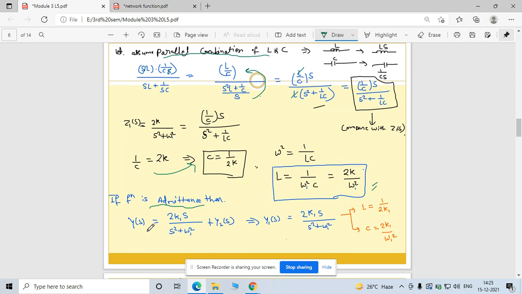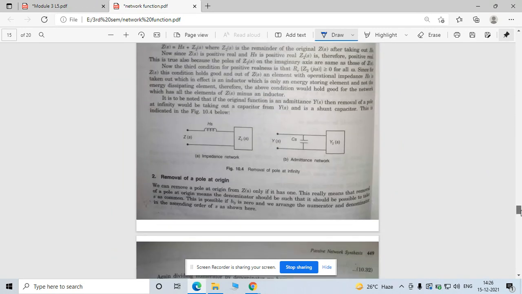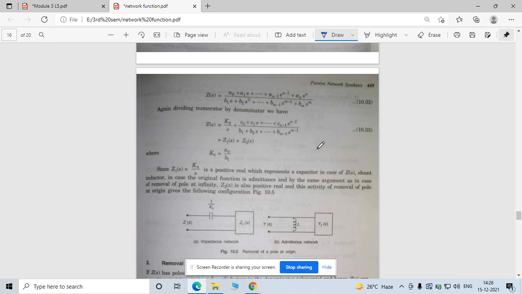If the function is in admittance format, then Y of s is the same function, but here this factor represents your admittance, right? So how to solve it? The process is the same. When you find out, you will get your L value as 1 upon 2k, and C value is 2k by omega 1 square. So this method is already explained in this PDF, so you can just go through that.